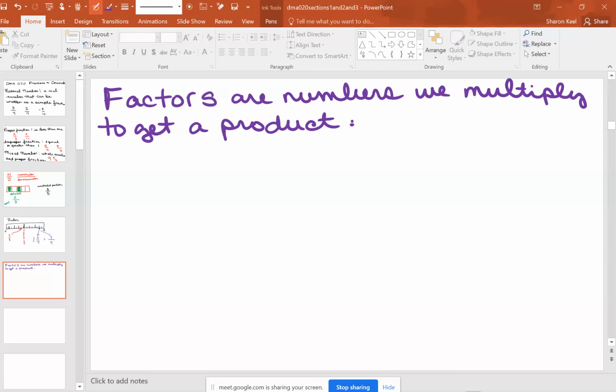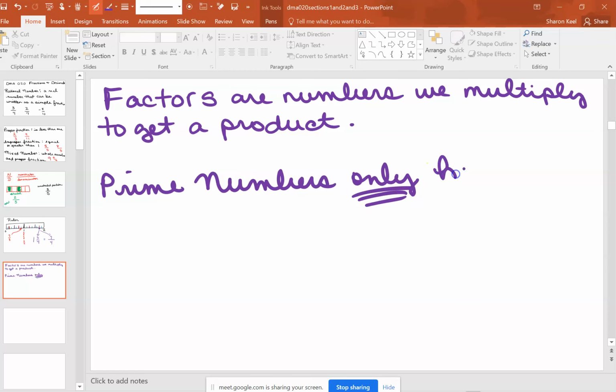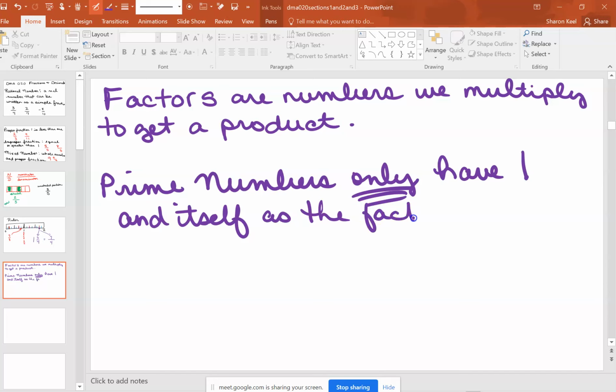We are going to look at two special kinds of numbers. Prime numbers only have 1 and itself as the factors. For example, the number 3 is a prime number. The only numbers we can multiply to get 3 are 1 times 3, and we're referencing whole numbers to get the product.